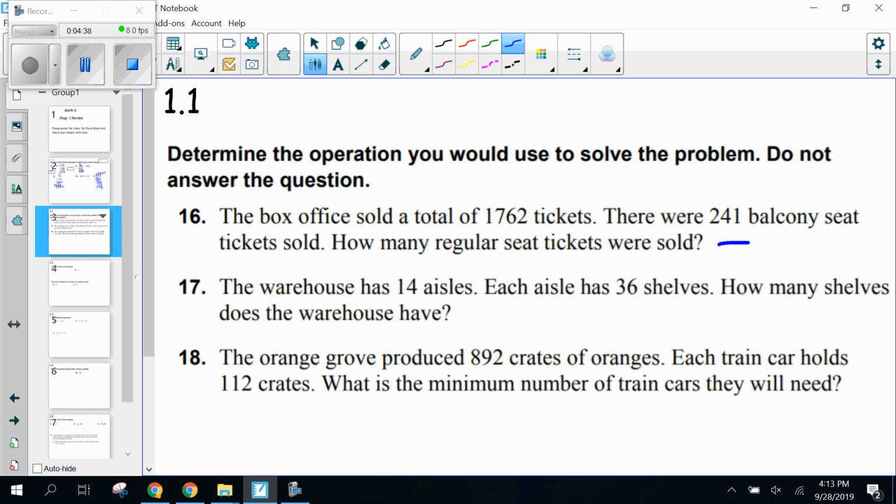Okay, number 17, each aisle has 36 shelves. So if you think of it, you have all those aisles with 36. So that means multiply to get the total. And for 18, if you have all those crates of oranges and you know what each car holds, you're putting that number into groups of 112. So that is division.